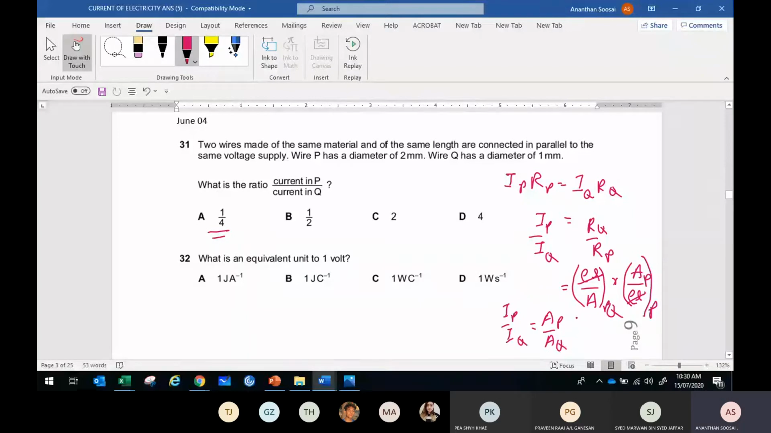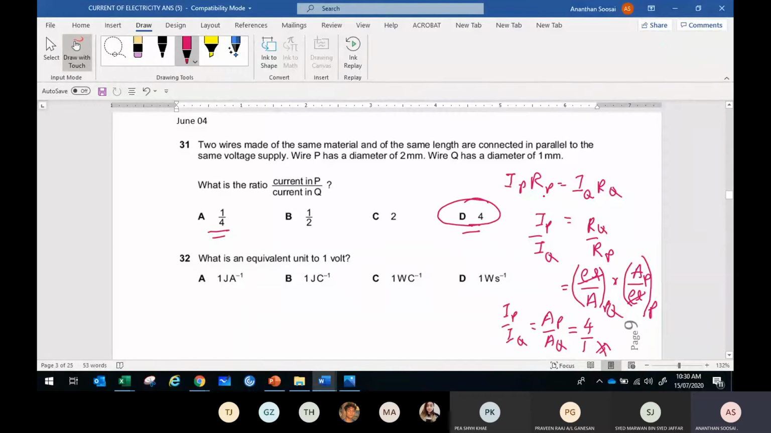So AP is how much? 104.4. Guys, is it 104 or 4? Current will improve. Sorry, yeah. Should be 4, right? So AP over AQ should be 4 to 1. 4 to 1. So it should be 4.